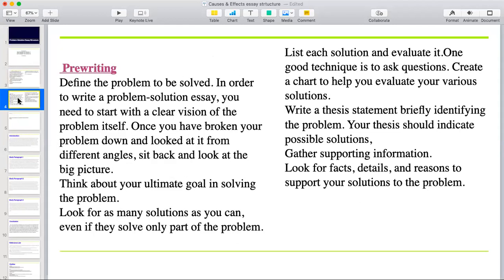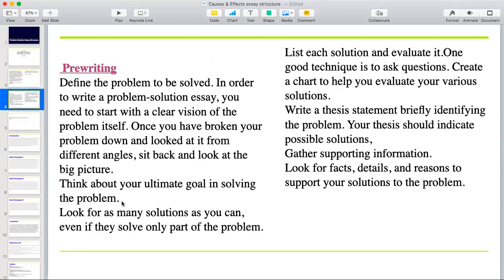Okay? Before I write a problem solution essay, I have to spend some time thinking with myself. I should very clearly define the problem that needs to be solved. The problem has to be very clear in your mind, or else you will be so confused when you are writing the solutions. So in order to write a problem solution essay, you need to start with a clear vision of the problem itself. Once you have broken your problem down and looked at it from different angles, sit back and look at the big picture. Think about your ultimate goal in solving the problem.